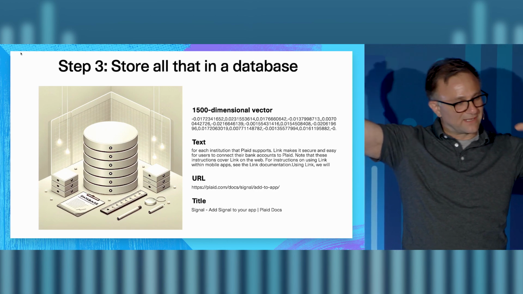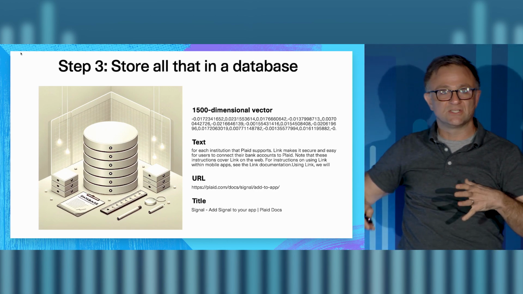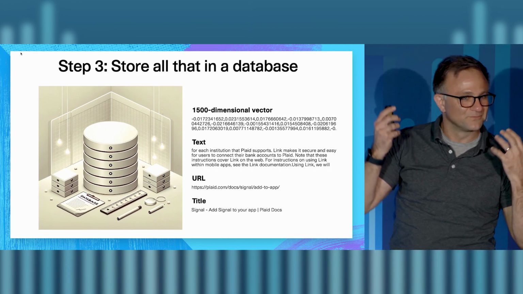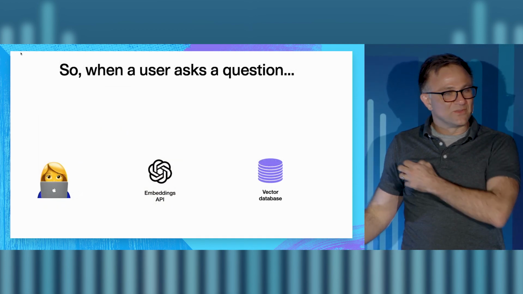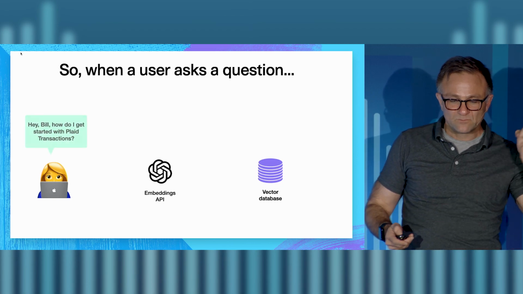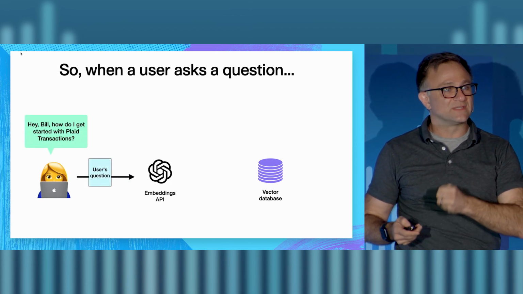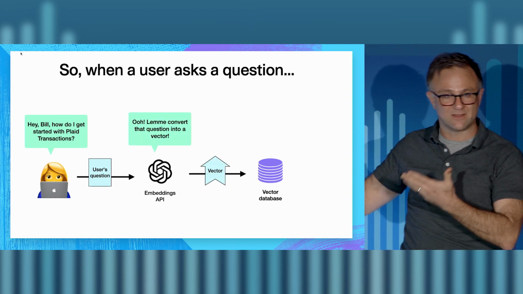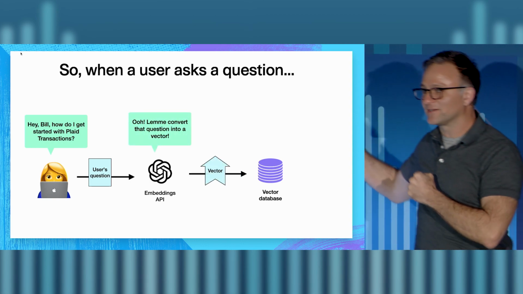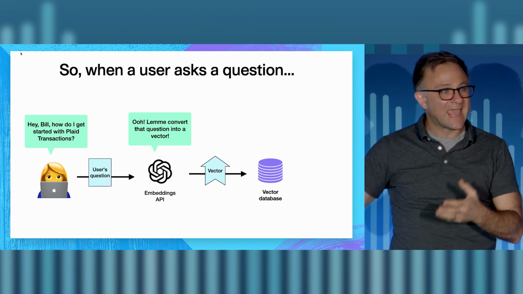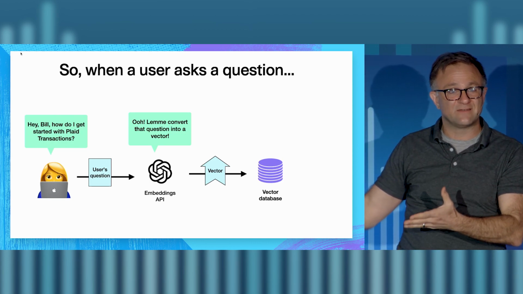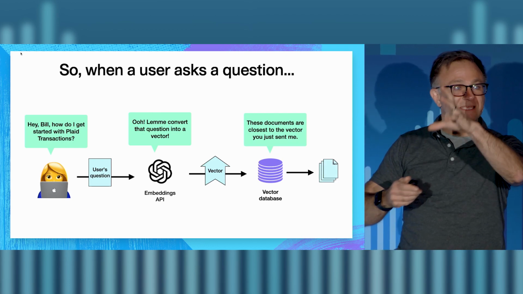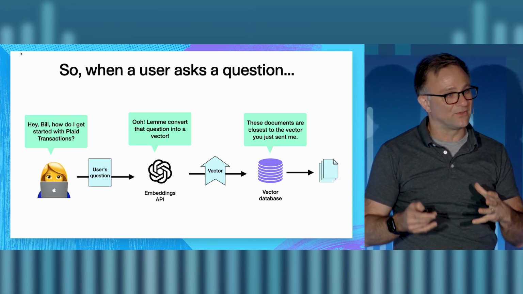So we store that vector, we store the text that was originally used to generate that vector, and then some metadata like the URL and the title. Then when the user asks a question, we run it through the same embeddings API that we used on all of our documentation, and we end up with another giant vector. We send that vector to our vector database and say, hey, can you find us like 4 or 5 vectors that are close to this one that we sent you? And then once you do, give us the text that's associated with all those vectors.